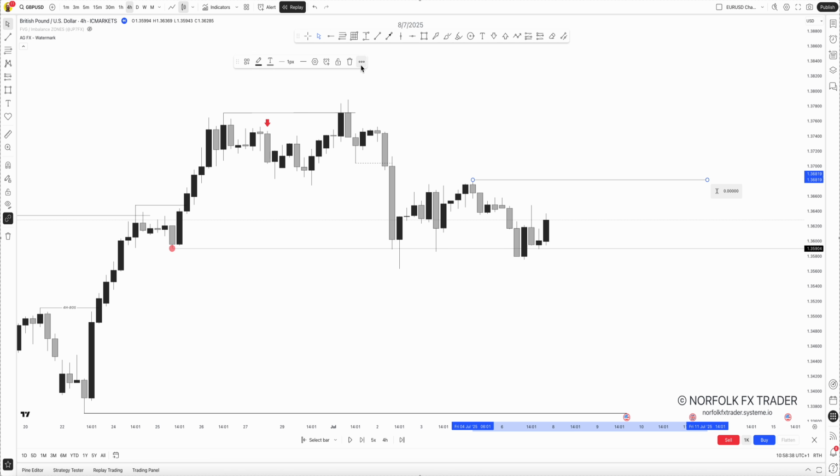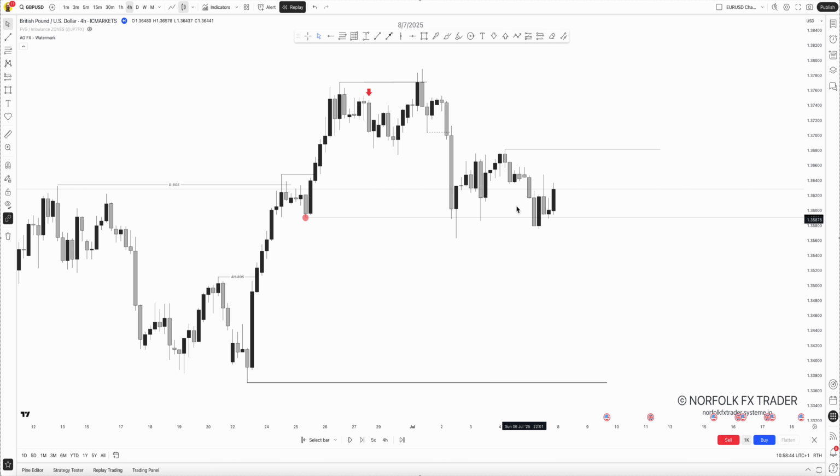So we mark that off as a 4 hour valid high, and we'll have that just on this current time frame. So when I see this, I also get a close up on that candle. So I've got this as a close up.